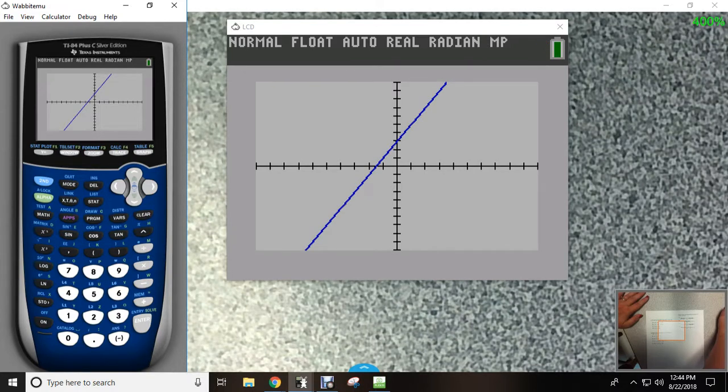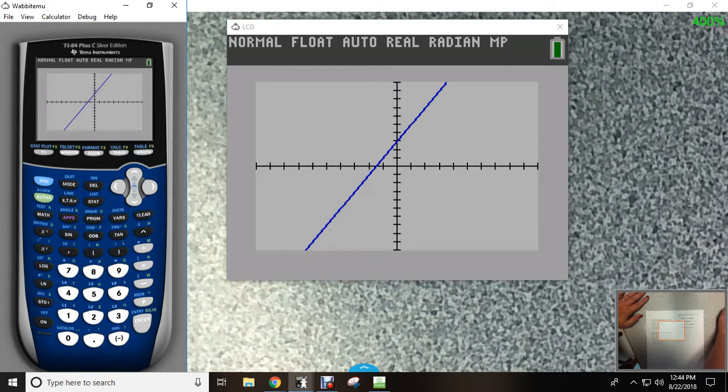There it has graphed my line. Now, notice my graph right now is centered. The origin is right in the center of the screen. And on the x-axis, it goes from negative 10 to positive 10. On the y-axis, it also goes from negative 10 to positive 10.